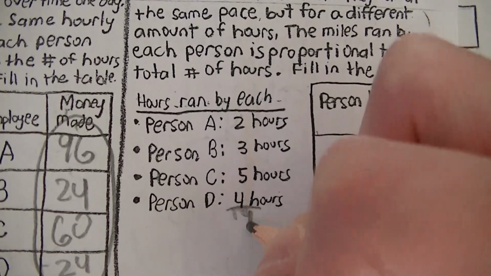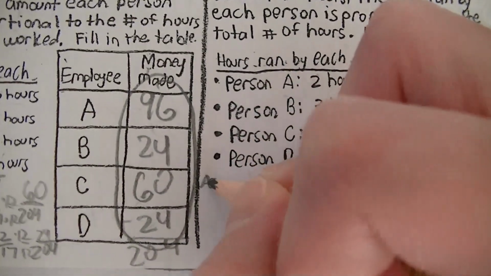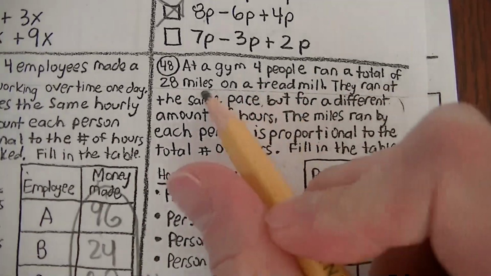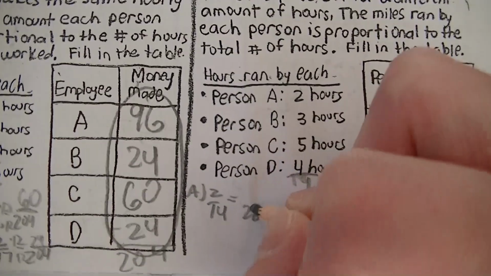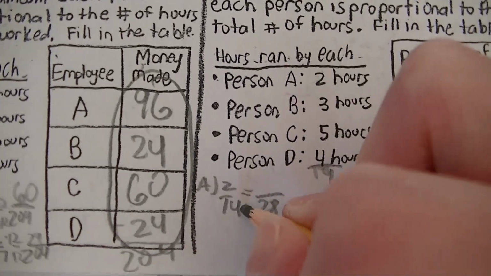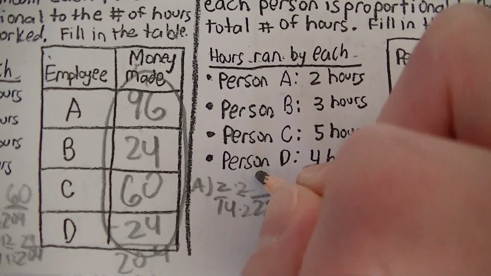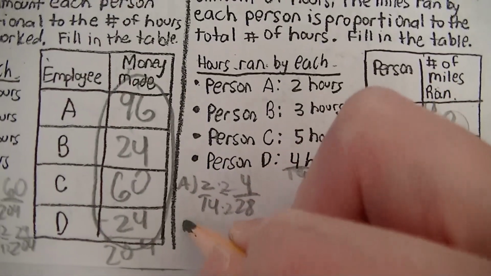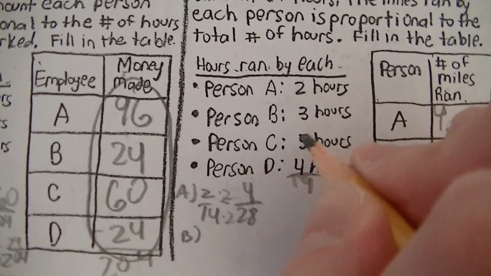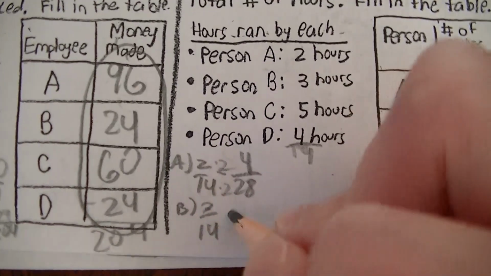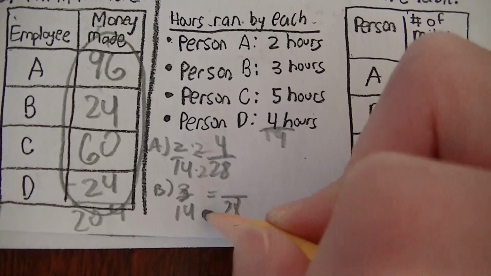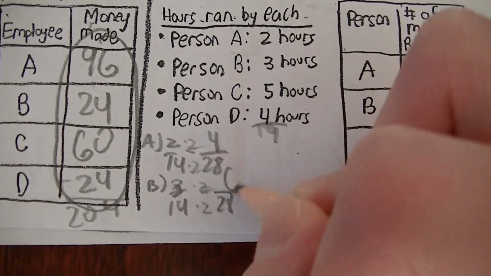Okay, so person A ran 2 out of the 14 hours. How many total was it again? 28 miles. Okay, 14 times what equals 28? Well, times 2. So this person ran 4 miles. Okay, person B, 3 out of the 14. Okay, and it was out of 28 total miles, so times 2, that's 6.